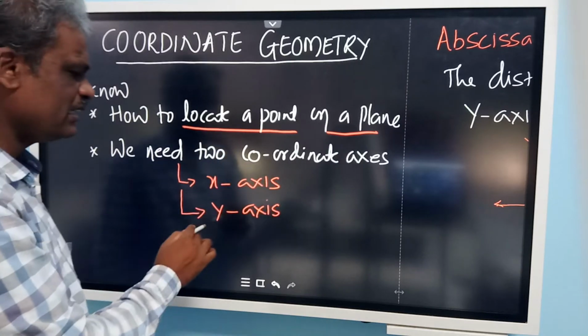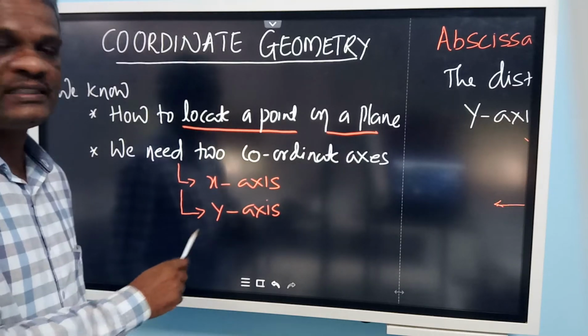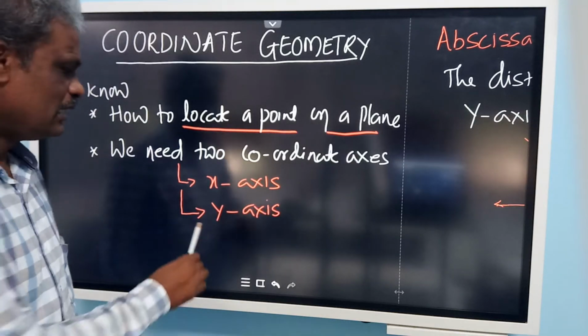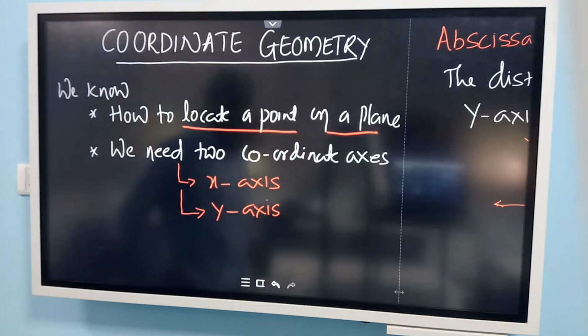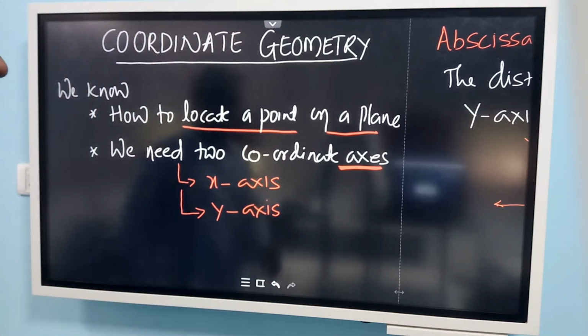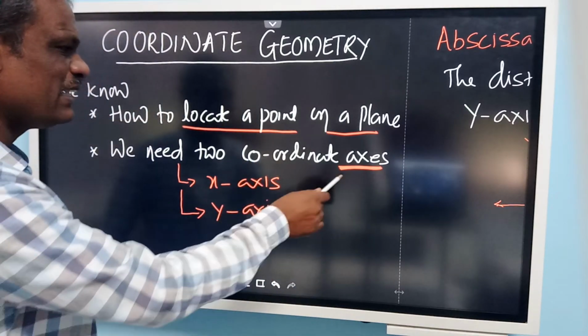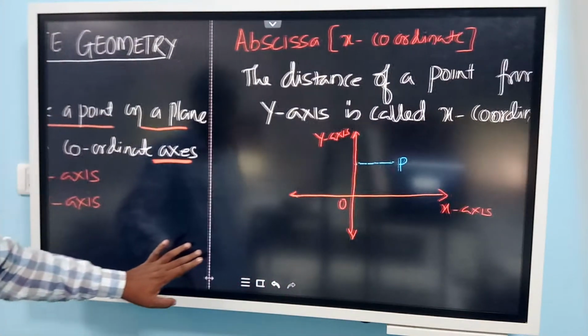This is horizontal line and this is vertical line. Two lines are very much essential to locate a point. One is horizontal, that is x-axis. Another one is vertical, it is called as y-axis. So these two axes are very important. Axes is the plural form of axis. So we need two coordinate axes, x-axis and y-axis. So it is learnt in class 7.